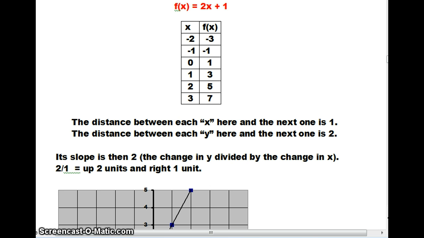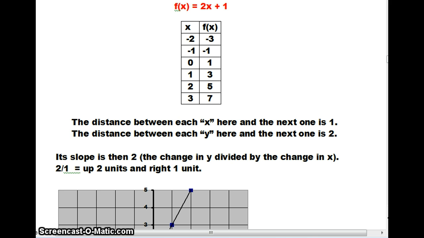If we look at the distance between each x here, between negative 2 and negative 1 it increases by 1, between negative 1 and 0 it increases by 1, and so on. If we look at the y value, or the f of x, they increase by 2. Negative 3 to negative 1 is plus 2, negative 1 to positive 1 is plus 2, and so on. So we actually know what the slope of this equation is anyway, because the coefficient of x is a 2, that's its slope.